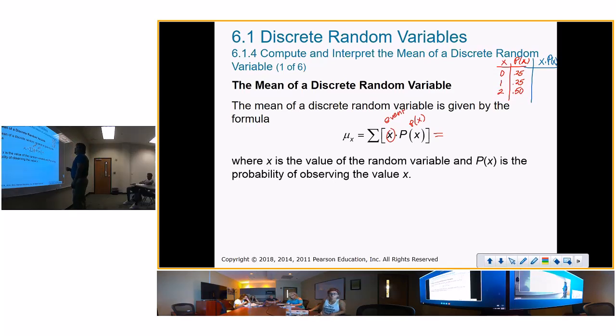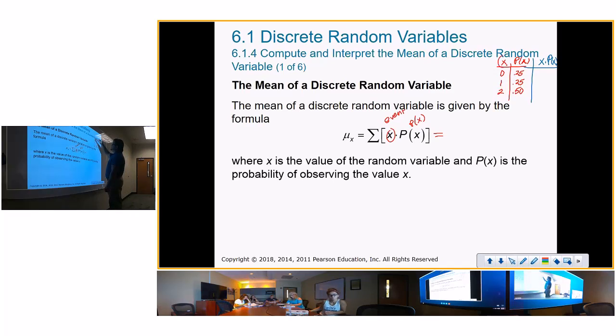All right, so now I take X, and I multiply it by P of X, and I get this column over here. Things I do for y'all. 0 times 0.25 is 0. 1 times 0.25 is 0.25. And 2 times 0.50 is what? And what do I do with those three numbers? Add them up. That's what that sigma means. So my mean is 1.25.